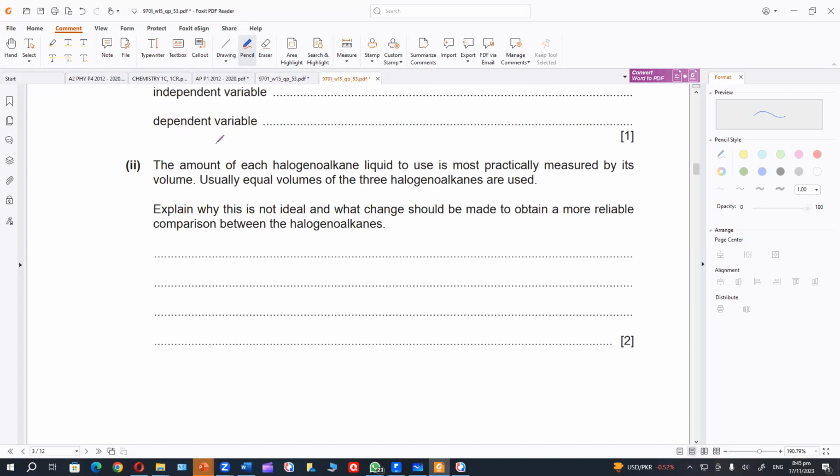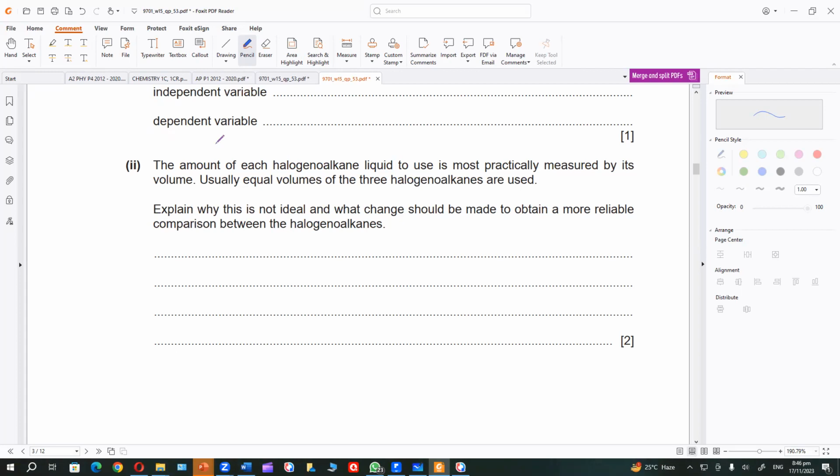The amount of each halogenoalkane liquid to use is most practically measured by its volume. Usually equal volumes of the three halogenoalkanes are used. Explain why this is not ideal and what change should be made to obtain a more reliable comparison between the halogenoalkanes. If we keep the same volume, but chlorine, bromine, iodine do not have the same molar mass, then obviously iodine in the same volume will have a different number of moles. So we are actually introducing another variable.